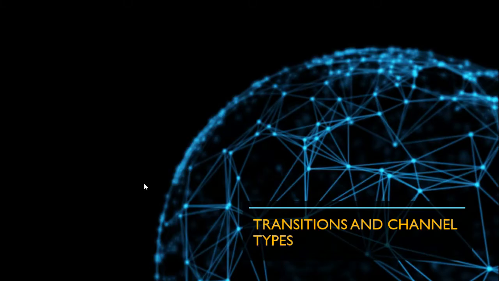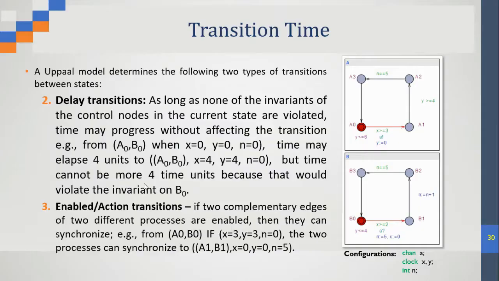Now we will talk about the transition and transitional types. As we say, both of them affect the time in our events. So let's see how they can affect the time intervals. Actually, you can see there is a delay transition and an enable transition.